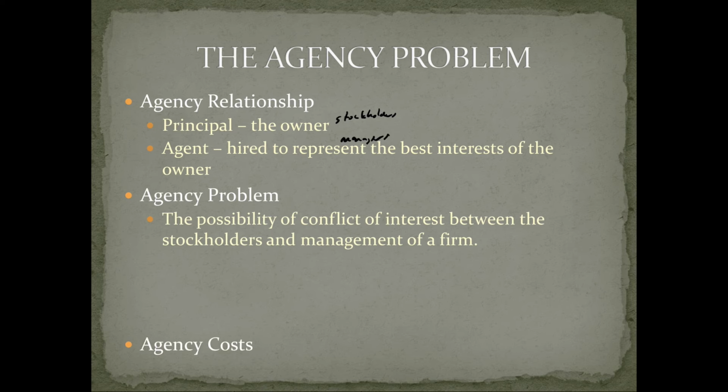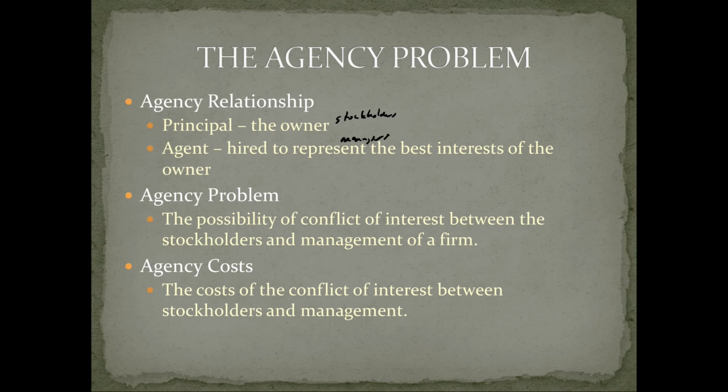Anytime you have this conflict of interest, you could possibly have an agency cost. An agency cost is the cost of that conflict of interest between stockholders and management. So for the pizza problem, it would be the loss of sales by closing early as opposed to staying open. In the car example, it would be the loss of potential profit if they just sell the car to the first buyer as opposed to trying to get the highest price possible.